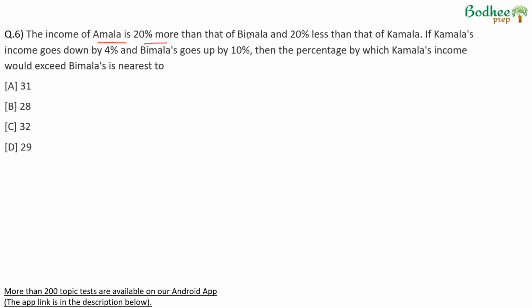The income of Amala is 20% more than Bimla and 20% less than Kamala. So whatever Bimla earns, 20% more than Bimla, Amala will have 1 plus 20 upon 100 times Bimla's salary. This will be into 1.2. Also, 20% less than Kamala. So whatever Kamala earns, Amala will have 1 minus 20 upon 100, therefore 0.8 into K. So Amala's salary will be a multiple of 1.2 and 0.8. So I'm assuming Amala's salary to be 12 into 8, 96.